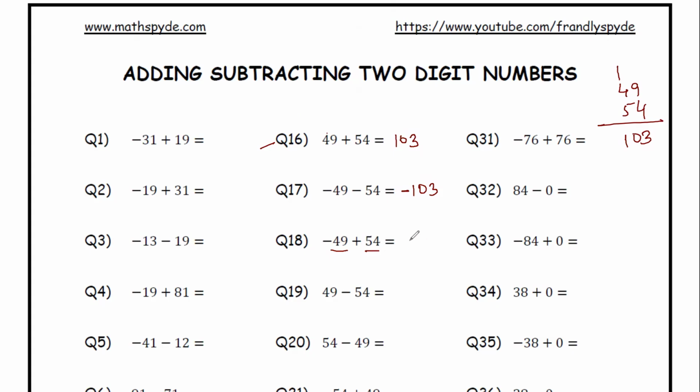49 and 54, we'll take the difference. The difference is 5. The bigger number between the two is 54. 54 has a positive sign. The output will be positive 5. 49 and negative 54, difference is 5. The bigger number is 54. The sign of 54 is negative. Therefore, the output will be negative.